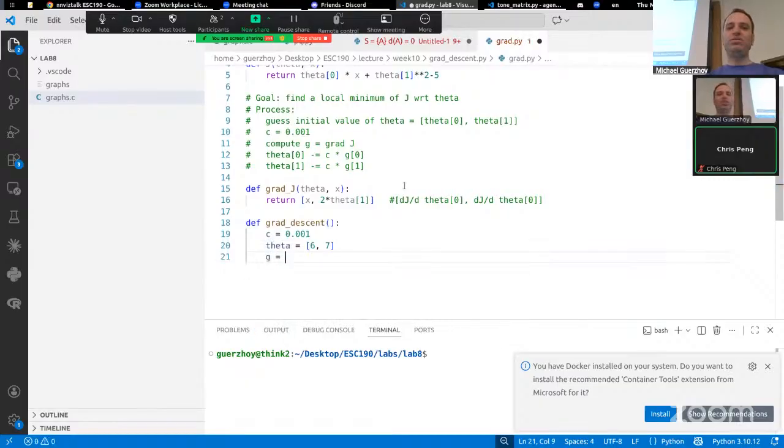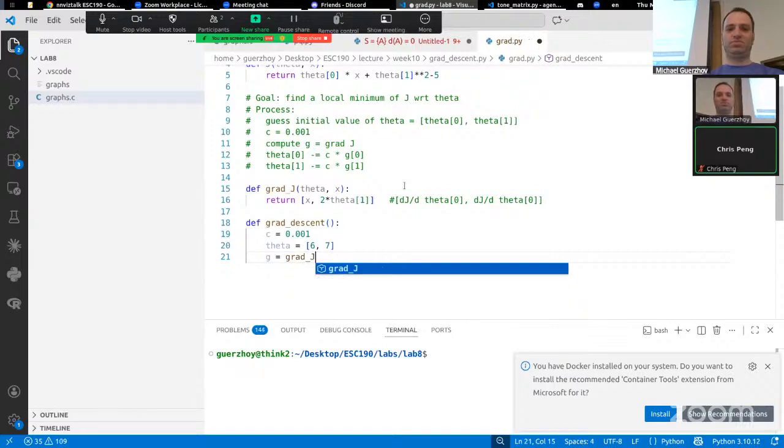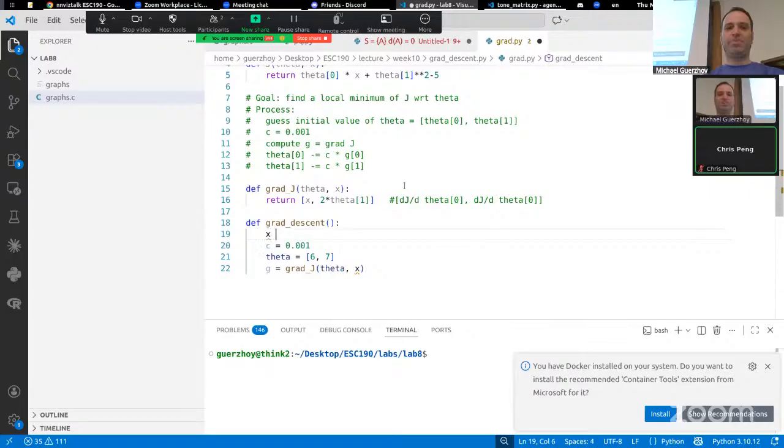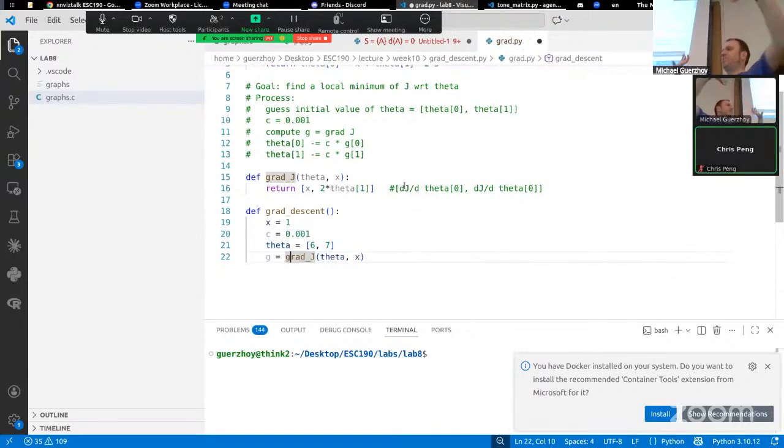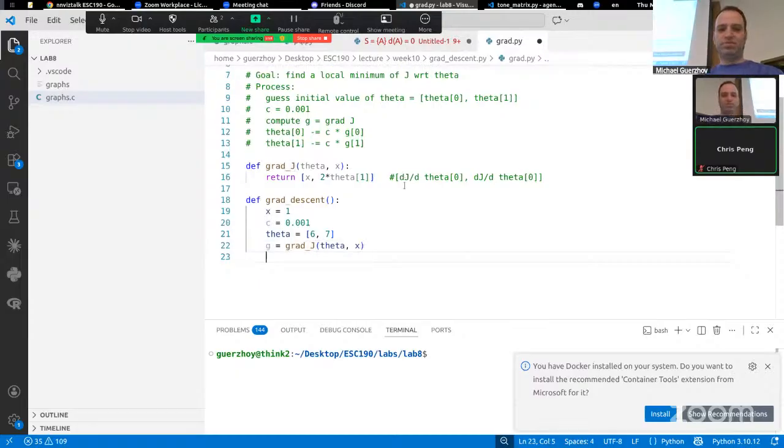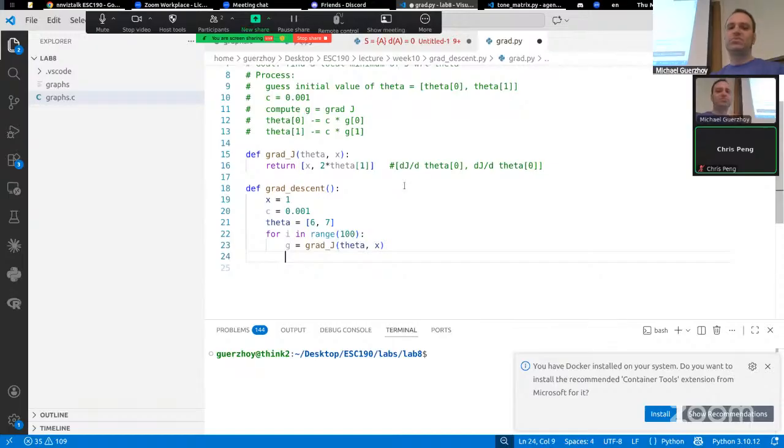I'll compute G. So X needs to be something. X is like the fixed data. Theta is the thing that we're trying to adjust. And we are going to do it in a loop, whatever, like 100 times. So we computed G, and now we'll update theta.